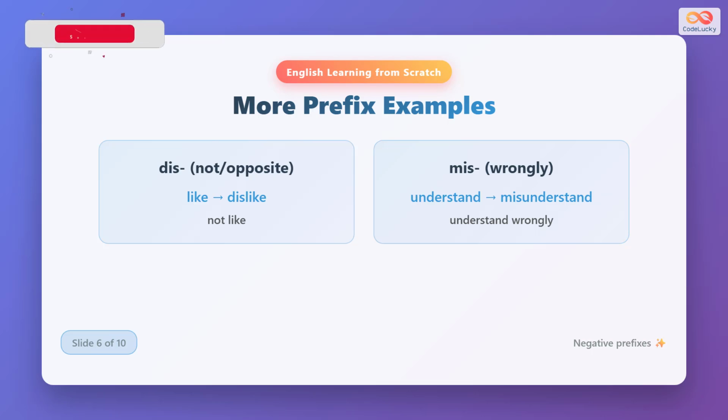The prefix dis means not or opposite. Like becomes dislike, meaning not like. The prefix mis means wrongly. Understand becomes misunderstand, meaning understand wrongly.